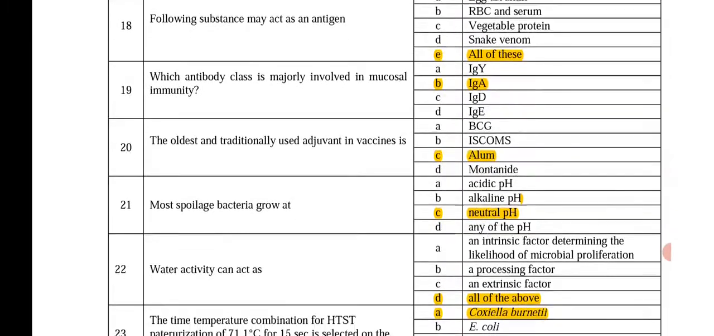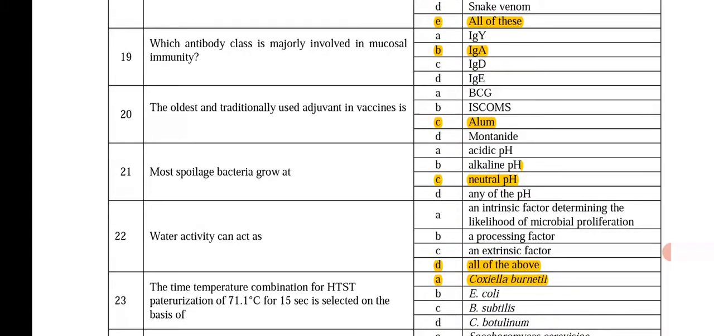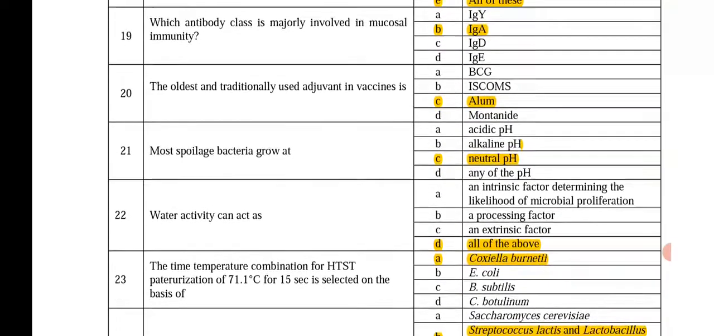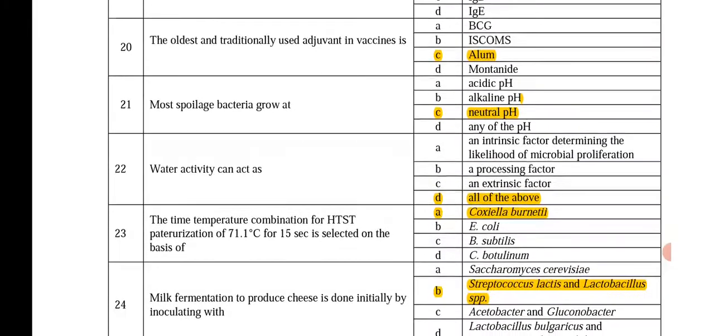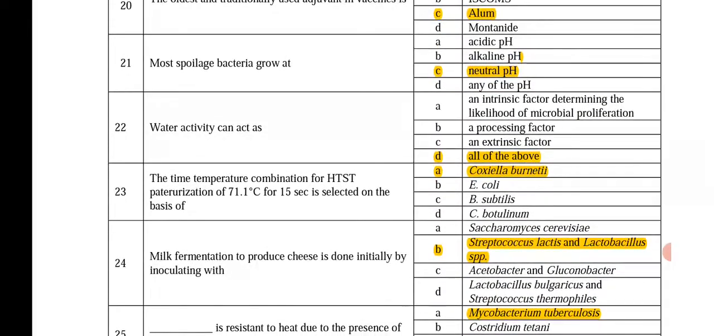Most spoilage bacteria grow at neutral pH. Water activity acts as all of the above: an intrinsic factor determining the likelihood of microbial proliferation, a processing factor, and an extrinsic factor. The time-temperature combination for HTST, high temperature short time pasteurization, of 71 degrees centigrade for 15 seconds is selected on the basis of Coxiella burnetii.